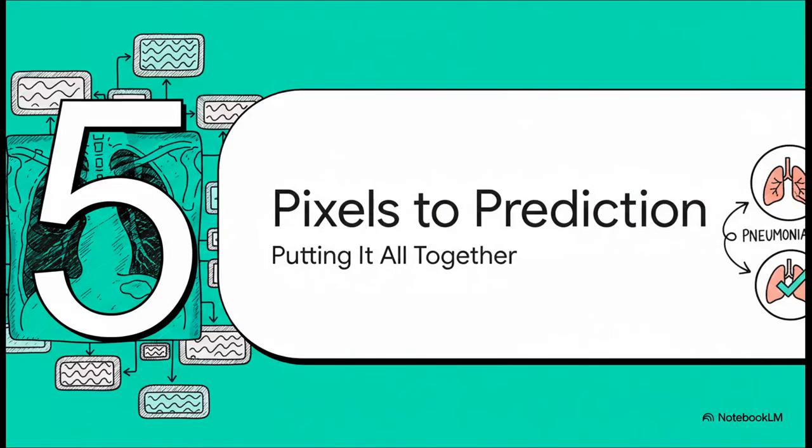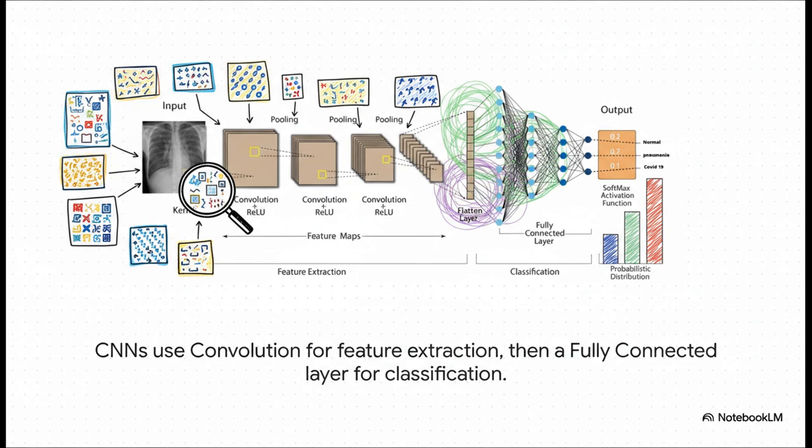So how does this all come together? We've got these convolutional layers that are great at finding features, but how do we use that to go from a raw image, say a chest X-ray, to a final answer like pneumonia or no pneumonia? Well, here's the whole blueprint of a typical CNN. You can really think of it in 2 parts.